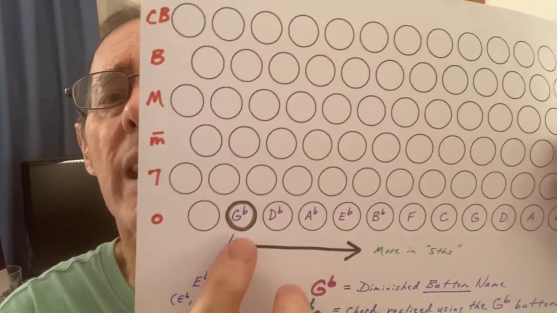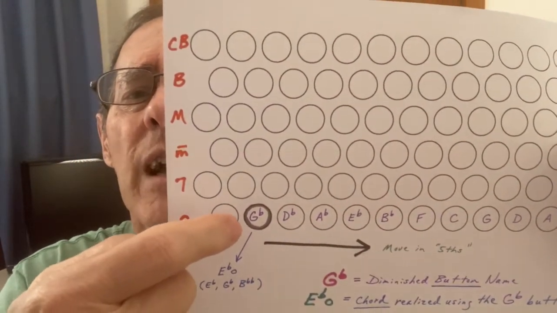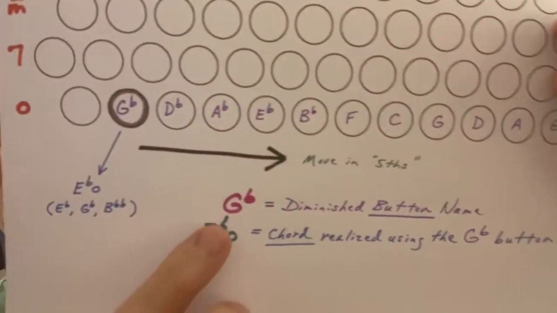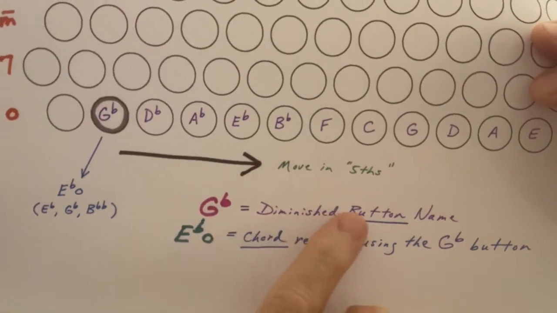So I wanted to make that perfectly clear. Yes, the buttons have names, and the G flat button's in the G flat file. I understand that, but that is simply the name of the diminished button, okay?